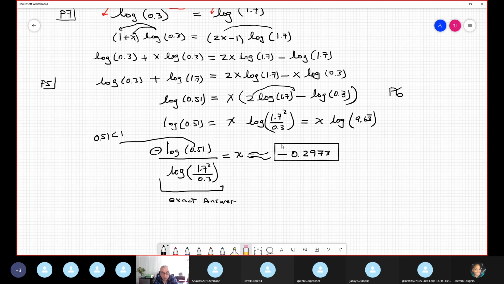This one no, because this number is 9 point something. Look at that, 9.63 repeated. And the logarithm of a number greater than 1 is positive. So this one is negative, this one is positive, and negative divided by positive is obviously negative. That is the reason that the answer is negative.